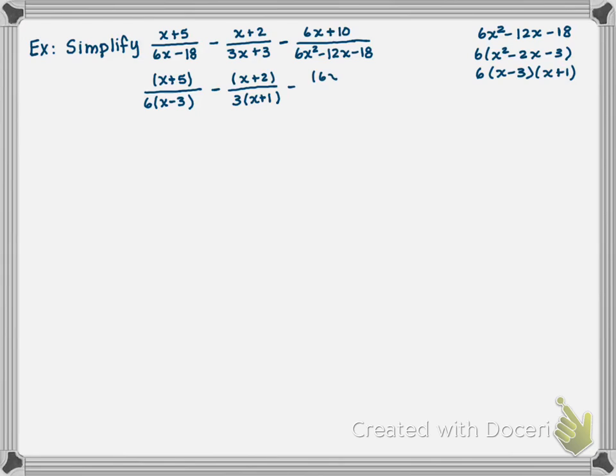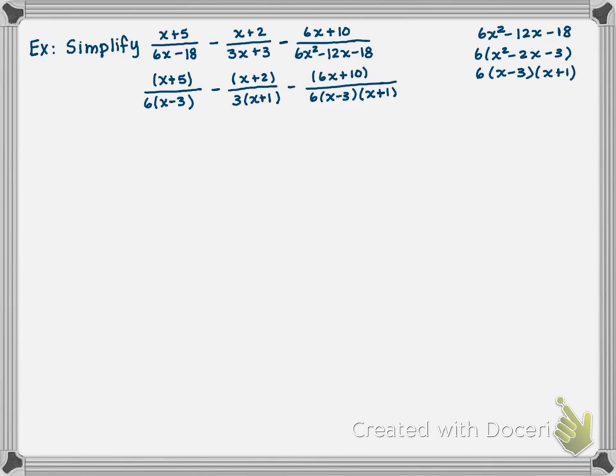So we have 6x plus 10. And notice that theoretically could be factored, but we don't factor any numerators in this step, so we're just leaving it alone. And then over 6 times x minus 3 times x plus 1.